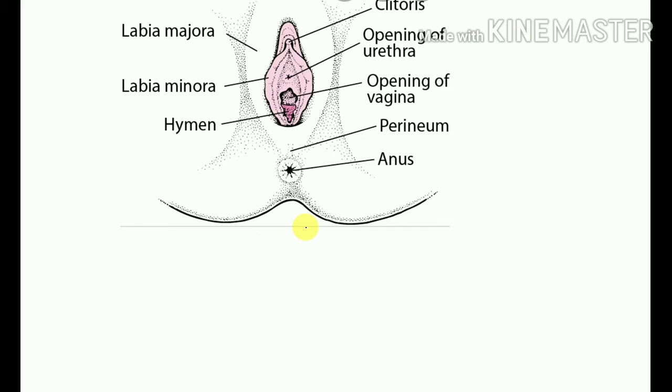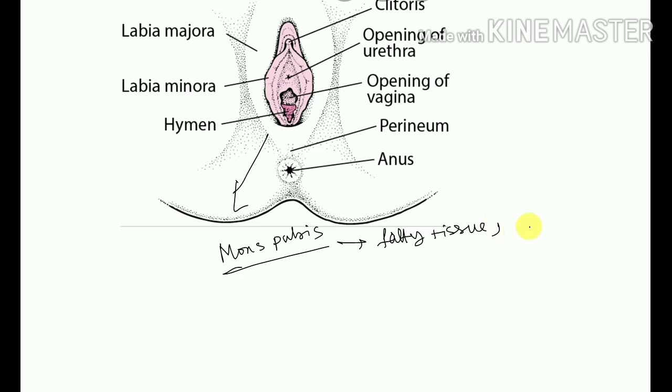This is the structure of the female genitalia. The outermost covering is the mons pubis, and this mons pubis is composed of fatty tissue and covered by pubic hair. This is the pubic hair covering the mons pubis, and then there is the labia majora.